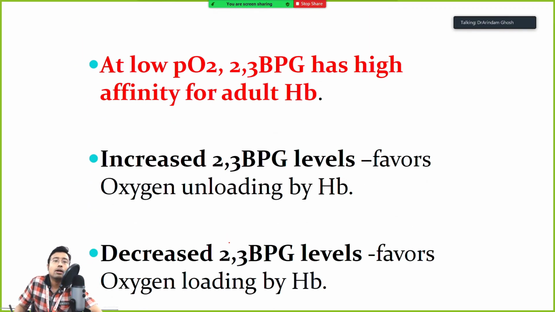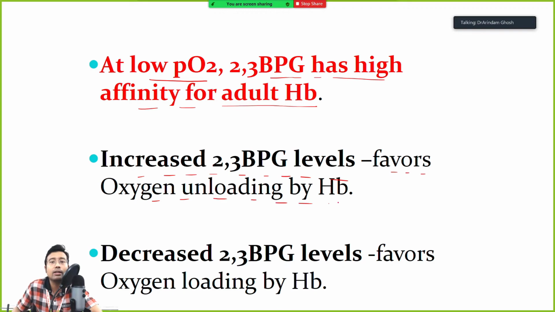Alright. So at low PO2, whenever the partial pressure of oxygen is low at the tissue level, 2,3-BPG has high affinity for adult hemoglobin. So basically inversely related. Affinity is high when PO2 is low. So what will happen? Naturally, at increased 2,3-BPG level, at the tissue level, whenever there is more glucose metabolism, etc., it will favor unloading of oxygen.